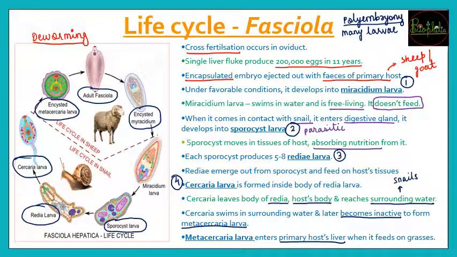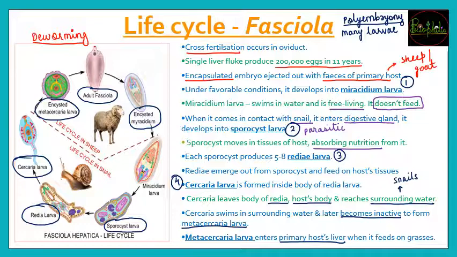हो सकता है that during the feed from the grasses this metacercaria larva has reached to the primary host liver, और जैसी है ये larva, that is metacercaria larva, that capsule is going to break open and the adult fasciola is going to be formed inside the primary host's liver. So वैसे ही adult बनेगा, again there is going to be cross fertilization and simultaneously the entire life cycle will be completed with the help of sheep or goat and the snail. So ये ऐसे दो hosts को मिला के the entire life cycle of fasciola is going to get completed.